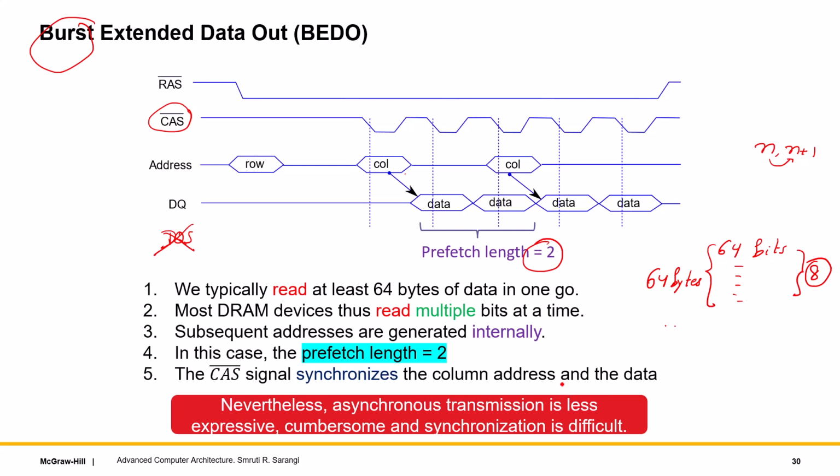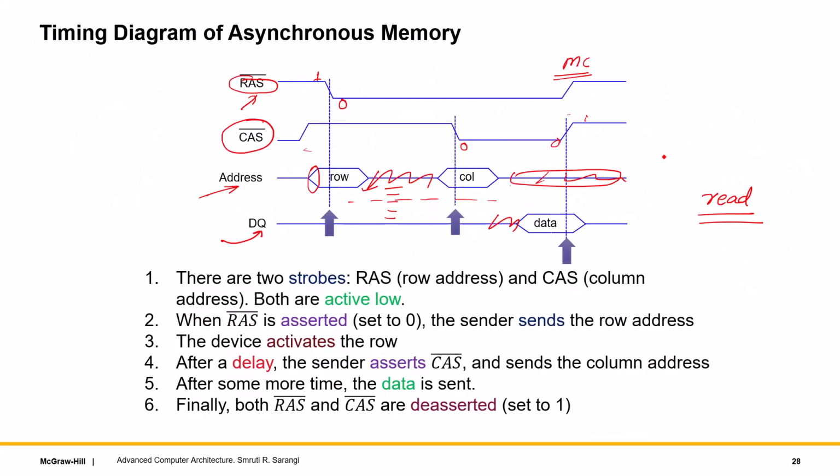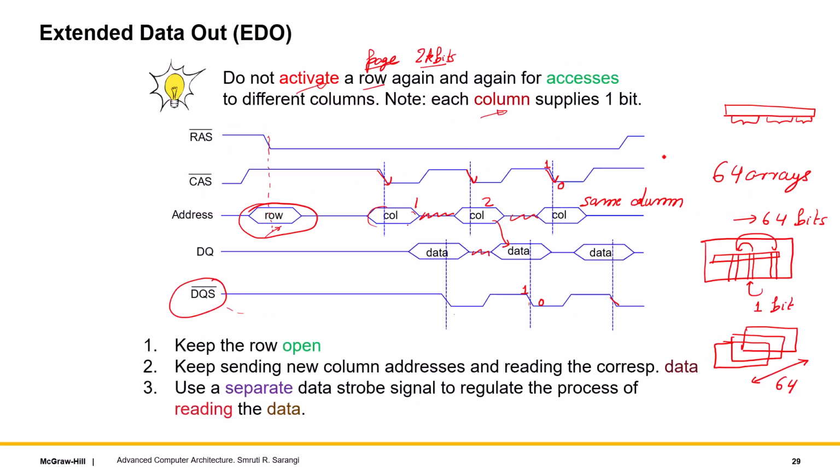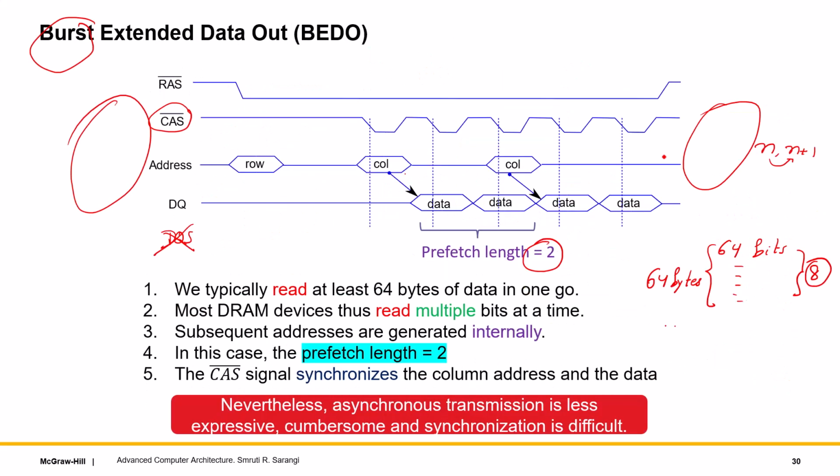asynchronous transmission requires these complicated strobe signals and is quite sensitive to noise. That is why synchronization is difficult. Essentially the circuits at both ends are complex and cumbersome. As a result, even though we saw regular asynchronous memory, EDO and BEDO, people have come to the conclusion that a synchronous approach, where clocks are indeed used, may be better.